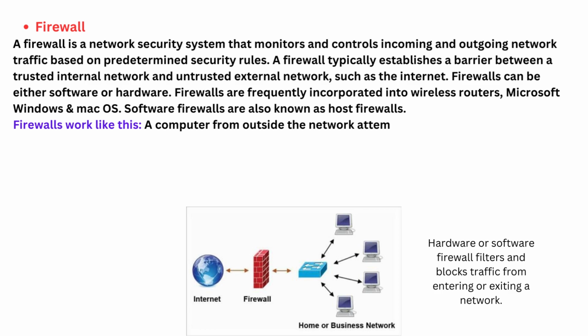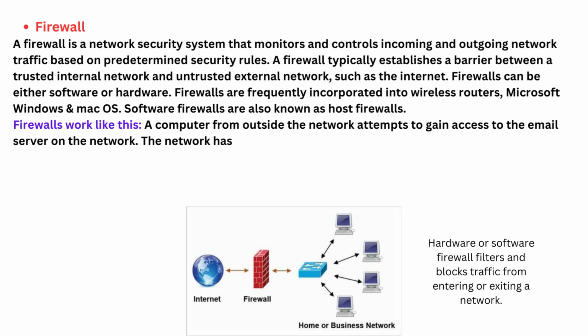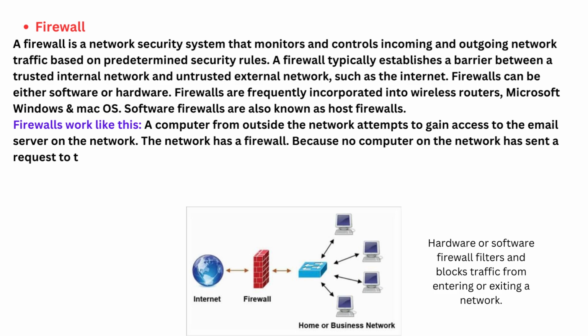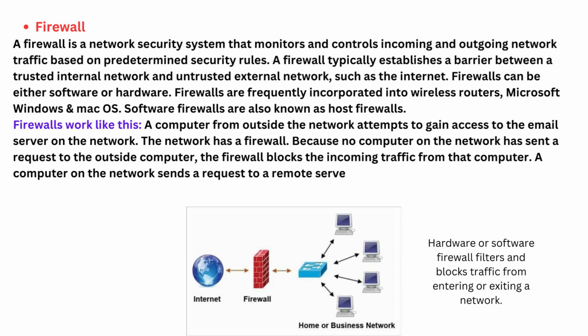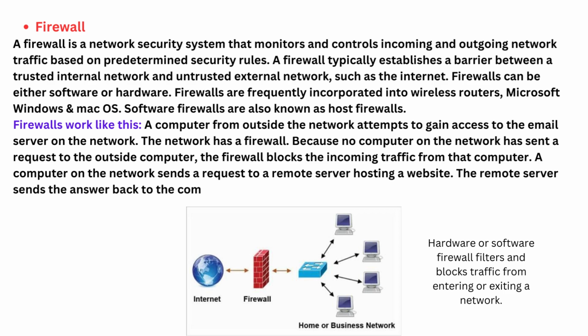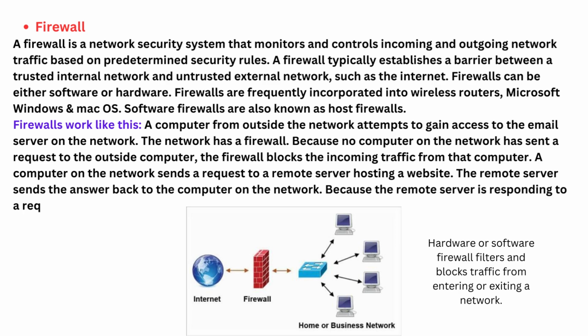Firewalls work like this: a computer from outside the network attempts to gain access to the email server on the network. The network has a firewall. Because no computer on the network has sent a request to the outside computer, the firewall blocks the incoming traffic from that computer. A computer on the network sends a request to a remote server hosting a website. The remote server sends the answer back to the computer on the network. Because the remote server is responding to a request from the network, the firewall permits the incoming traffic.